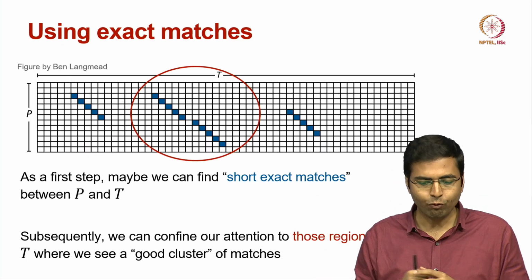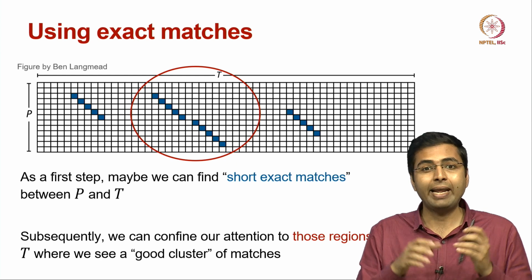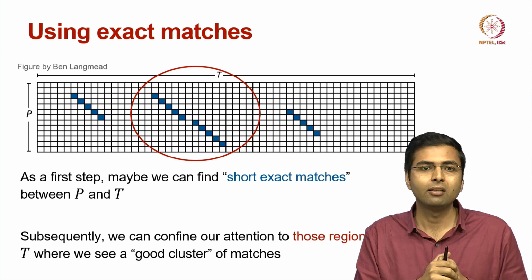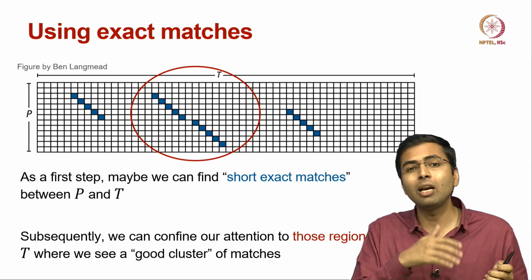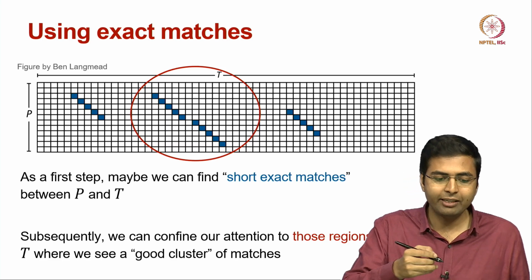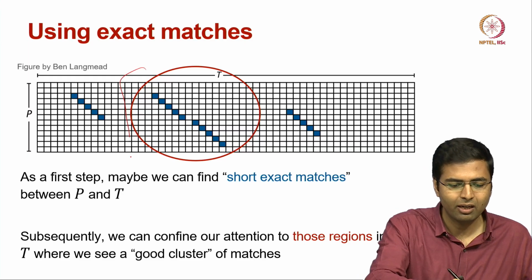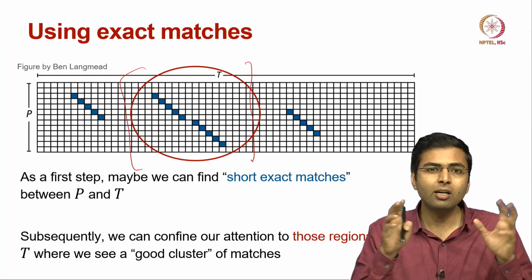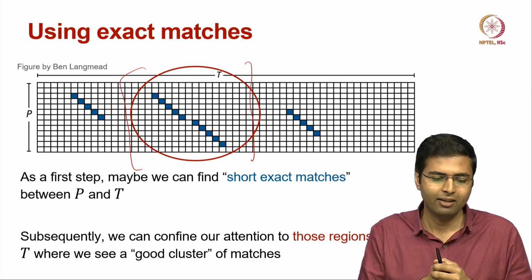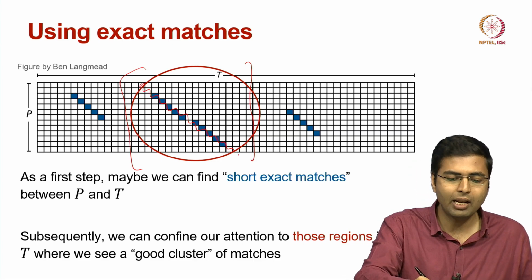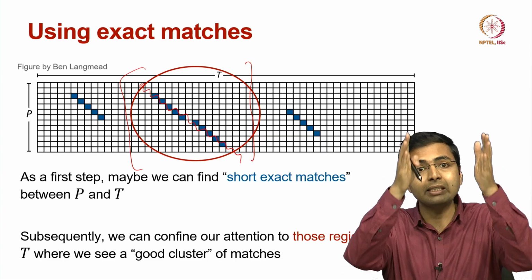So, as the next step, maybe we can confine our attention to those regions in the text T where we see a good cluster of matches. So, for example, as an illustration, maybe this is the region in the text that we want to focus on, because we see a good cluster of matches here, and if we focus on this region, we will be able to find a good alignment specifically in this region of the text.